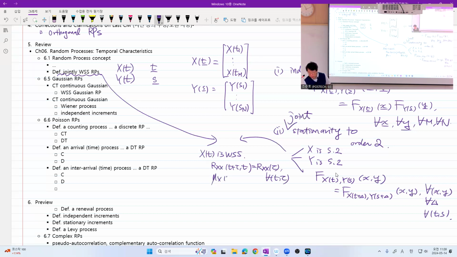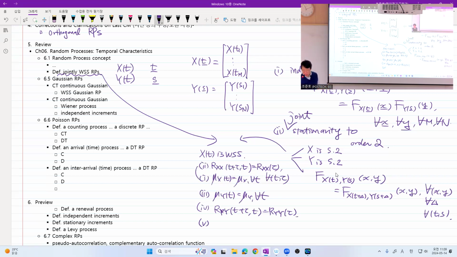So mu x of t equals mu x for all t. And the other one is mu y of t equals mu y for all t. The first one is the autocorrelation function of y is a function only of time difference. And eventually, you have the fifth condition that is strongly motivated by this one. What is that? The cross correlation function is also a function only of tau. Ready?